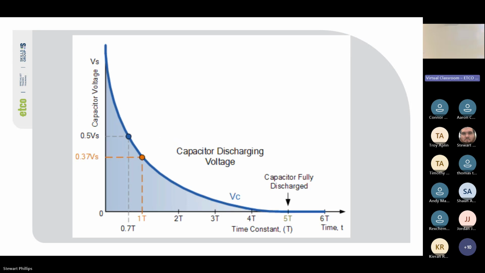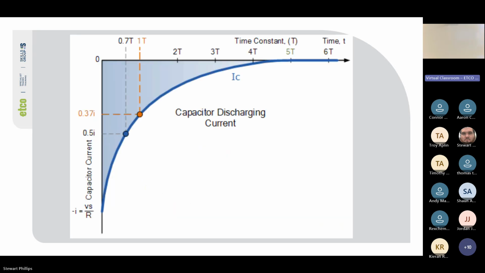Then if we look at the voltage discharge, again, it discharges very quickly. One time constant is 0.37 volts. But again, it is the opposite if we look at the capacitor discharge current. After one time constant, 0.37.